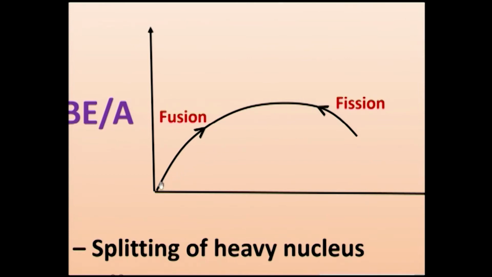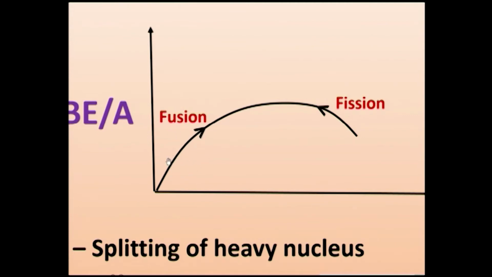Similarly, when you go for fusion, the binding energy per nucleon is small, so the nuclei will try to bind with one another. When they bind together, they make a bigger nucleus. So they will climb up the binding energy curve and finally attain this region. So fission gives fragments in this region, and in fusion, these lighter nuclei fuse and go up to this region. This is what is happening.